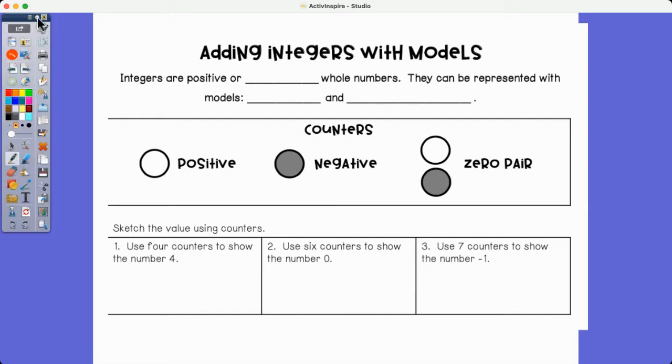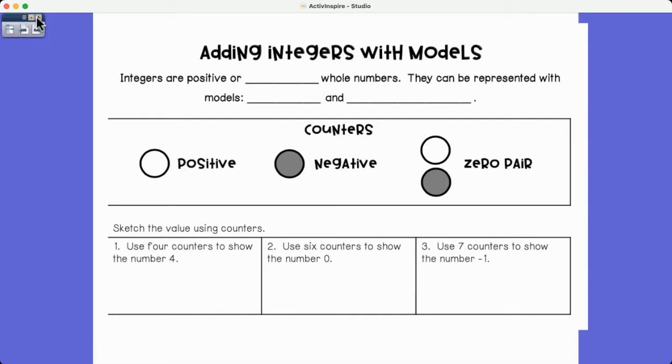There are some things we're going to be working on today, and we're going to be using counters. When you're in the classroom, I actually have counters for you to use, but we're going to be drawing them on our homework. It says integers are positive or negative whole numbers. We learned this in the first lesson, when we learned classifying rational numbers. They can be represented with models, and the two models that we use are counters and number lines.